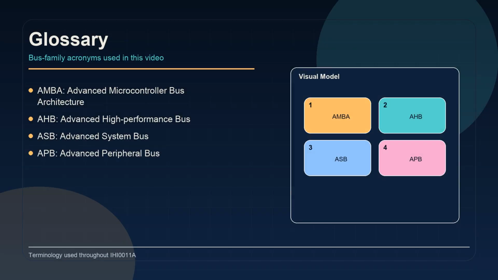To close, here is a glossary for the core bus family acronyms. AMBA stands for Advanced Microcontroller Bus Architecture. AHB is Advanced High-performance Bus. ASB is Advanced System Bus. And APB is Advanced Peripheral Bus.